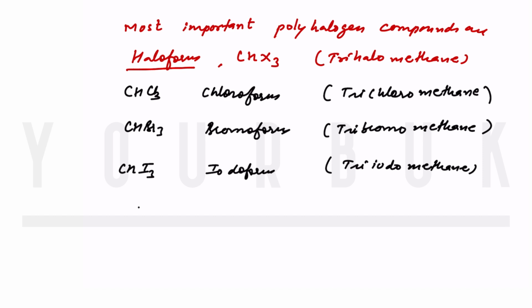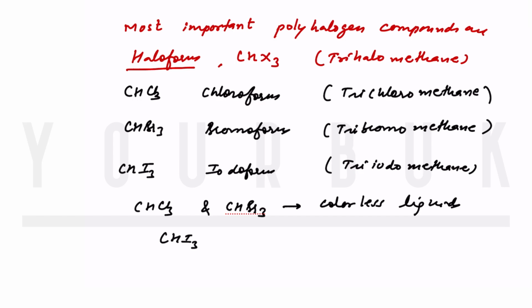Now, out of these three, chloroform and bromoform are colorless liquids, whereas iodoform is a yellow solid, a yellow powder. Now, all three haloforms can be prepared.